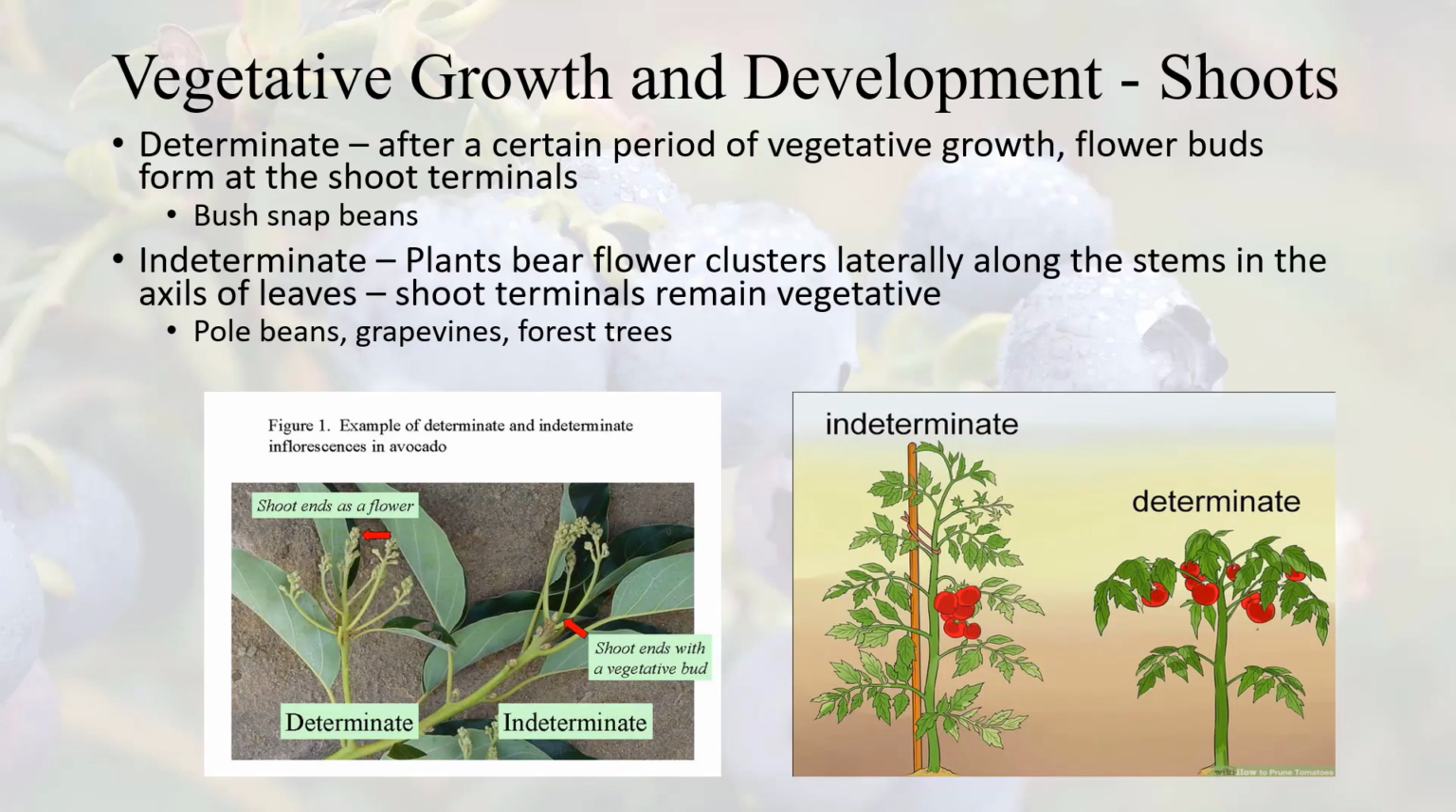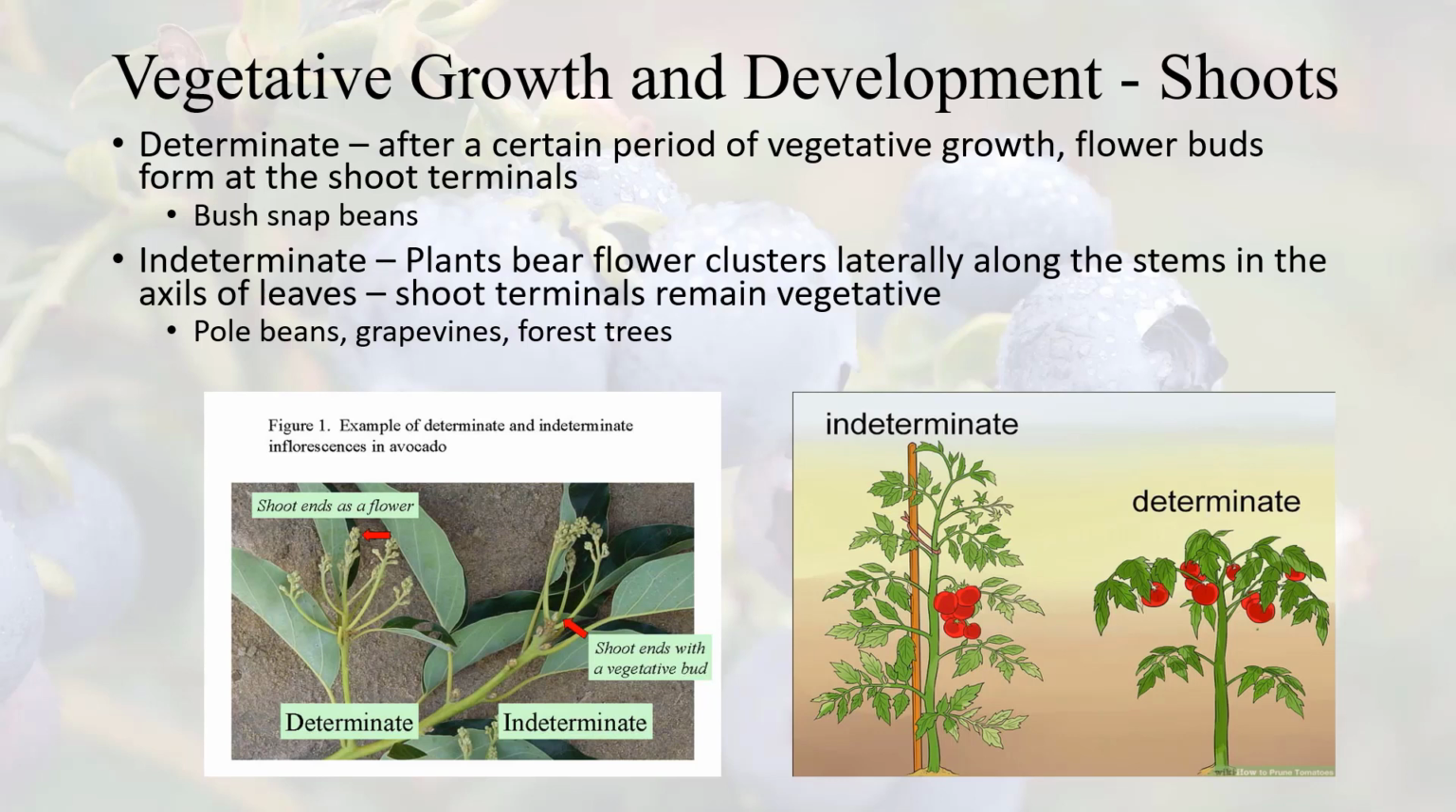Now that brings us to our shoot growth, vegetative growth, right? And we can look at different types of growth. We could have determinate plants or determinate shoots versus indeterminate. Now with the determinate, after a certain period of vegetative growth, flower buds will form at the shoot terminals. And again, at the tips of our shoots are those apical meristems, right? And after a certain period of growing with our determinate plants, those buds are going to become reproductive. And we'll see that at the end of this lecture. Right, and then they become reproductive and form flowers.